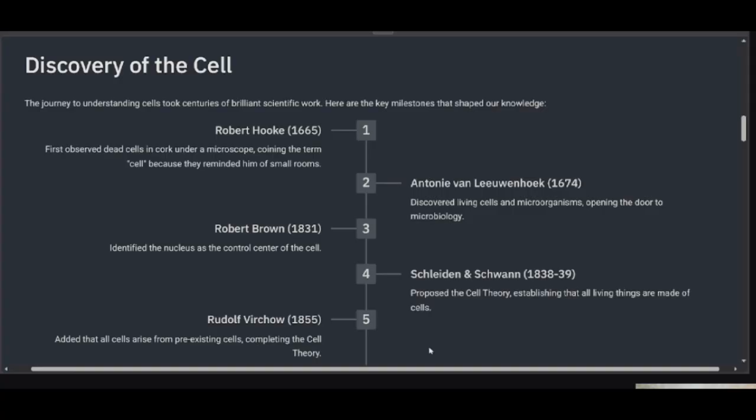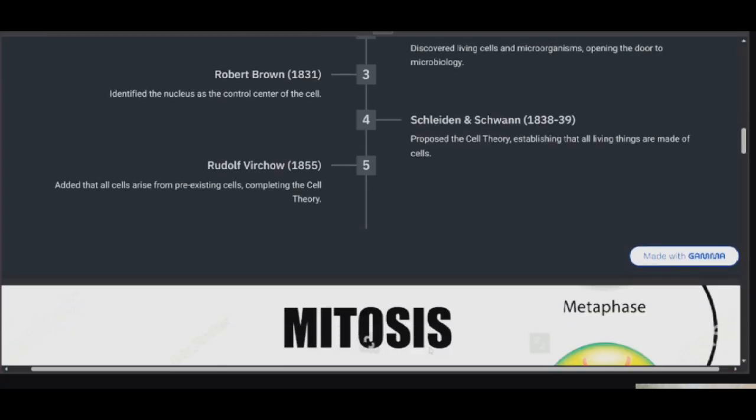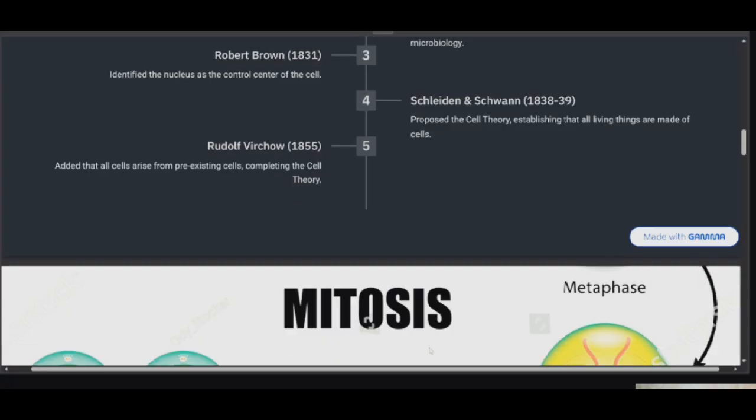Then in the year 1838, two scientists, Schleiden and Schwann, proposed a cell theory, establishing that all living things are made up of cells. Rudolf Virchow, in the year 1855, added the third principle of cell theory, that is, all cells arise from pre-existing cells, completing the cell theory. Of course, cells don't arise immediately. There is a process which we know as reproduction, or how cell divides. It divides or arises from pre-existing cell. The process of reproduction or division of cells is mitosis and meiosis.